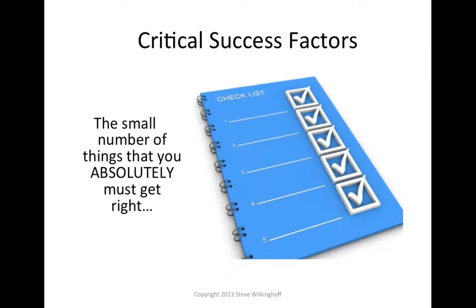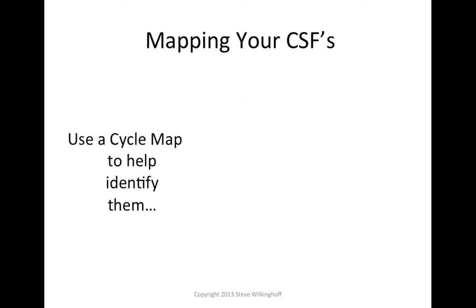So what you need to know is what your critical success factors are, or your CSFs. And all a critical success factor is, is one of a small number of things that you absolutely have to get right in your business to create the financial results you want in the way you want to create them. One of the best ways to do that is what I call a cycle map. And that's simply something that looks like this.